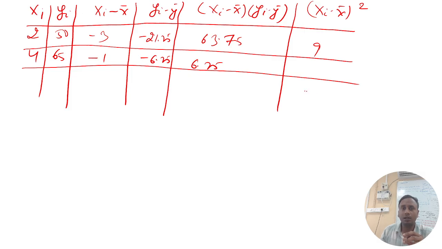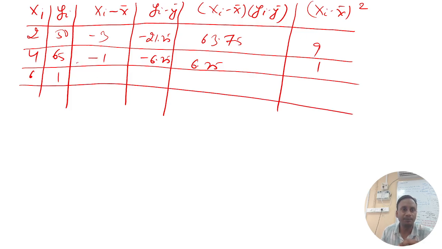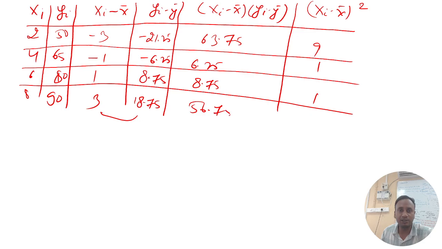And then that square will become 1. For 6 minus 5, 1. Sorry, this one we have is 80. The x difference is 1, y difference will become 8.75. If we multiply, it will become 8.75, and the square will become 1. Then we have 8, which is 90. This will become 3, and this will become 18.75. If we multiply these two, we'll get 56.25. The square is 9.